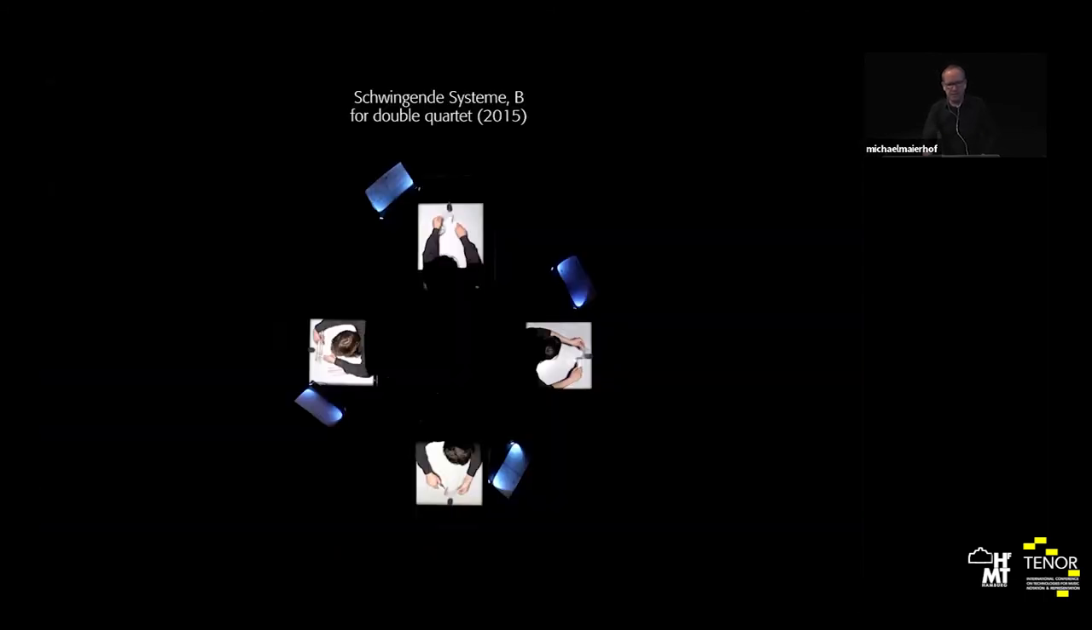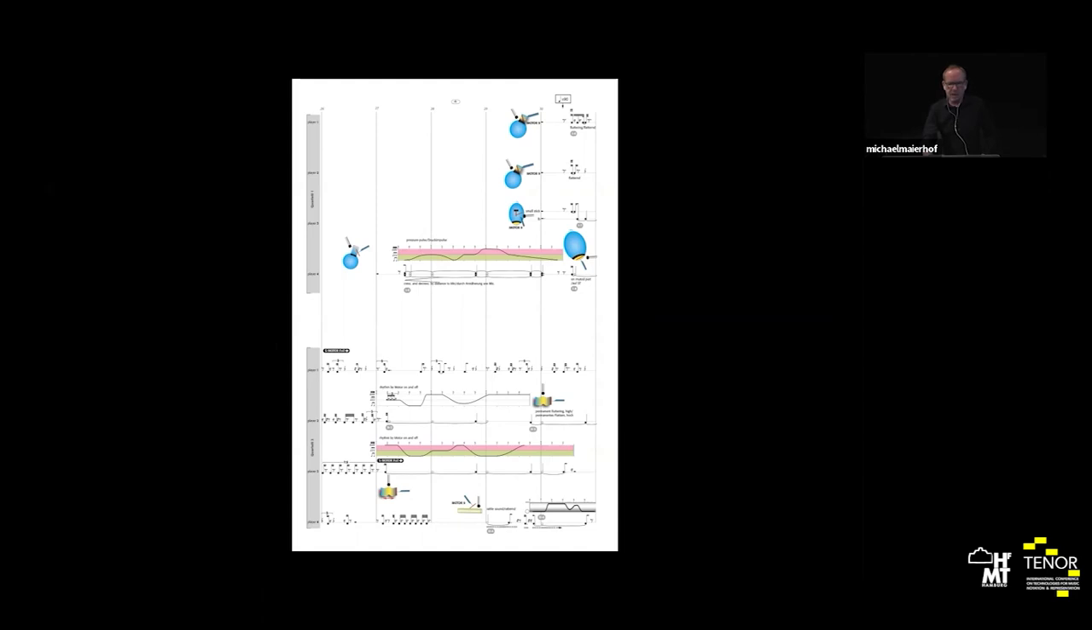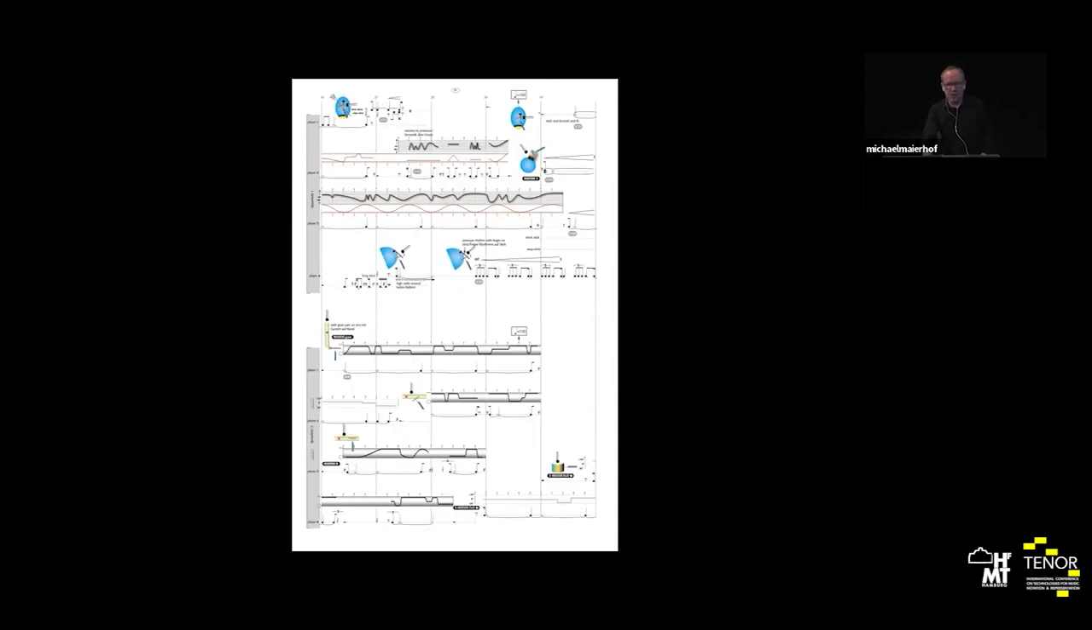Let's skip this. Yeah, this is how a normal page would look. I have these different graphics where the transition of movements or pressure are notated, or locations of actions. I go further, many, many signs. And also I like to make differences in color.